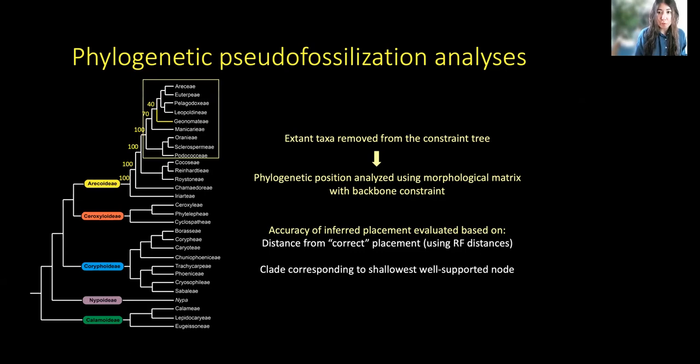We also looked for the shallowest, well-supported node within the tree and asked, does this node reflect the true relationship of this taxon? In this case, we're looking at genera. This is important because when we're dealing with fossils, we have no way of knowing how accurate its placement is, but we do have metrics for estimating uncertainty based on the data, such as bootstrap values. So, does a high bootstrap value indicate we have correctly placed a fossil?